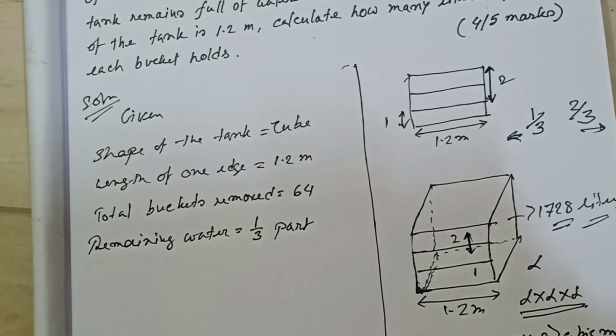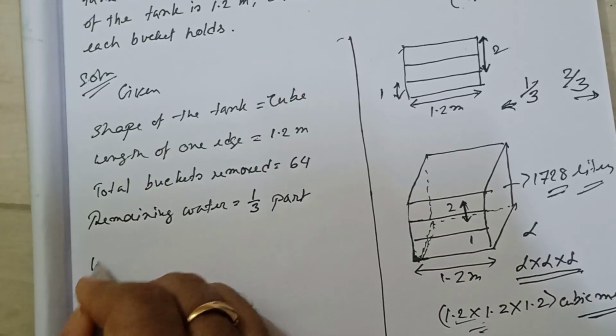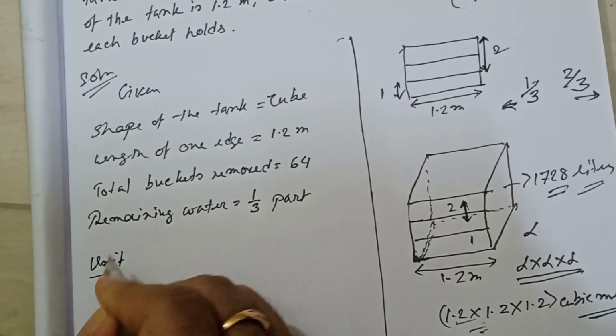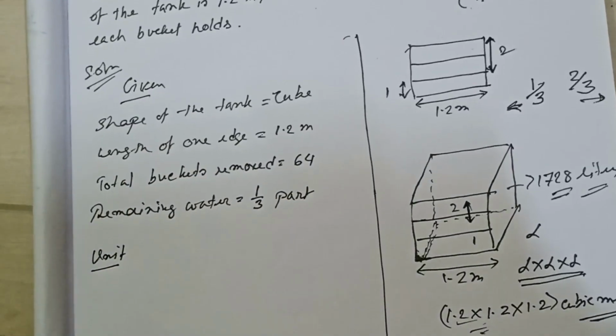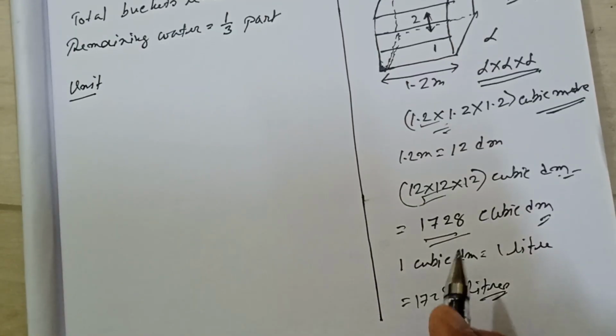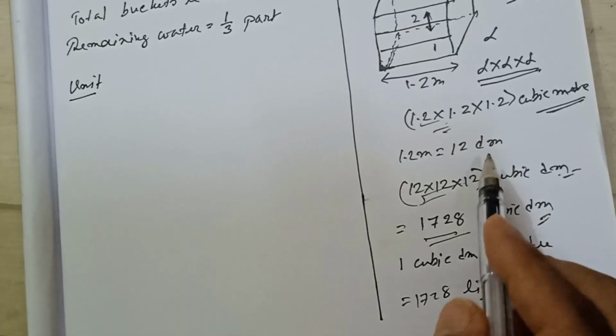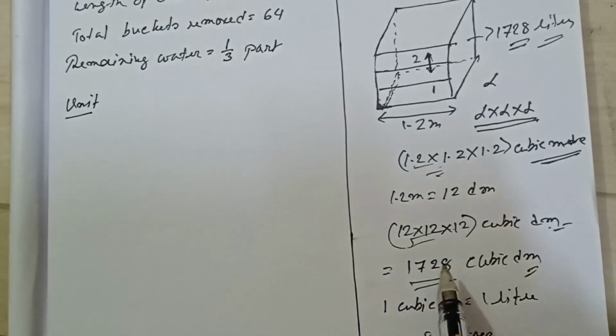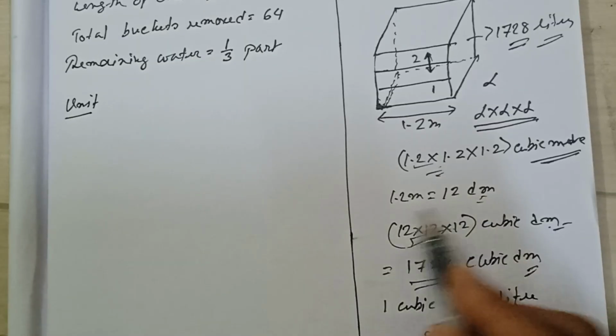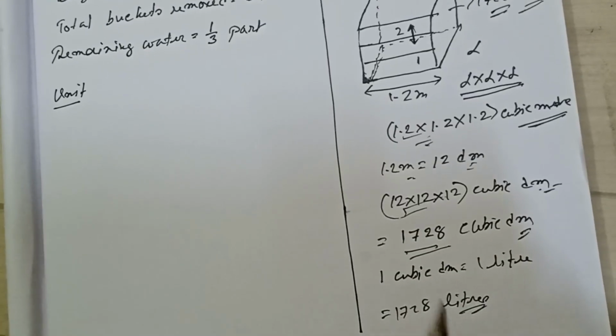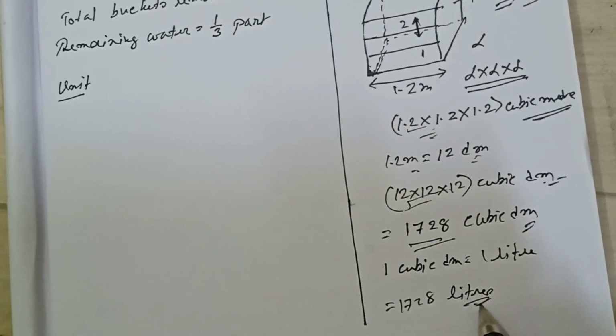So first we do the unit conversion. I already explained why we need to do the unit conversion, from meter to decimeter. Why do we do that? To find the volume of water in liters.